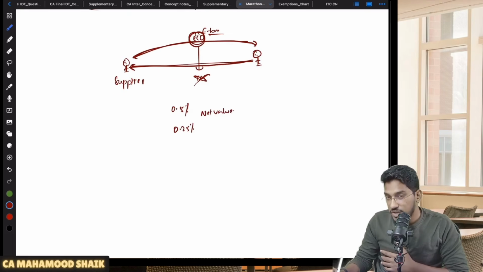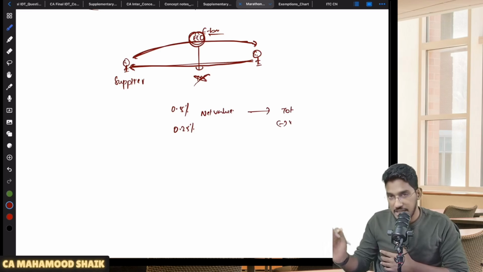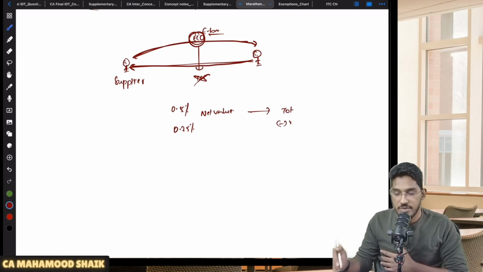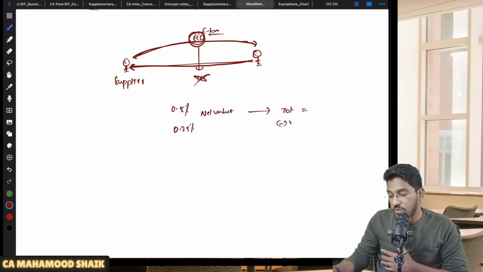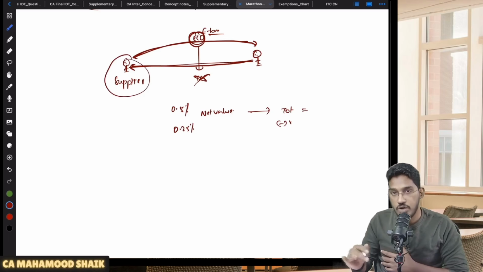Sir, what do you mean by net value of taxable supplies? The total value of taxable supplies minus returns. In a month, generally this TCS will be remitted on a monthly basis. In one month, what is the total value made by the supplier through that e-commerce operator?